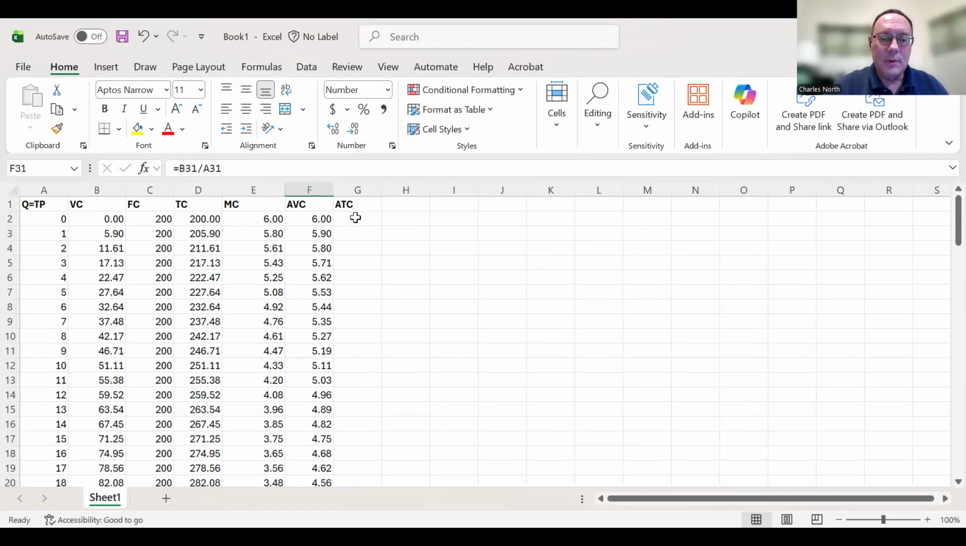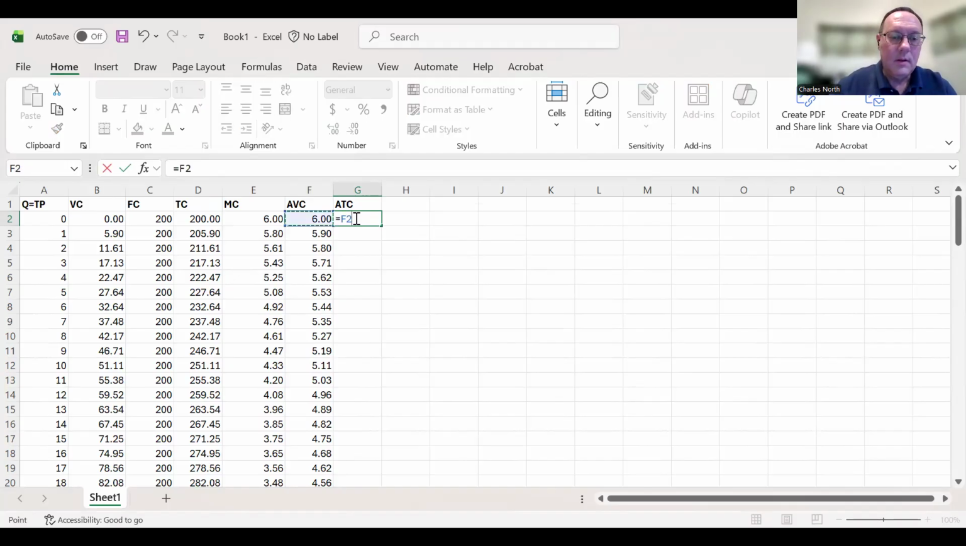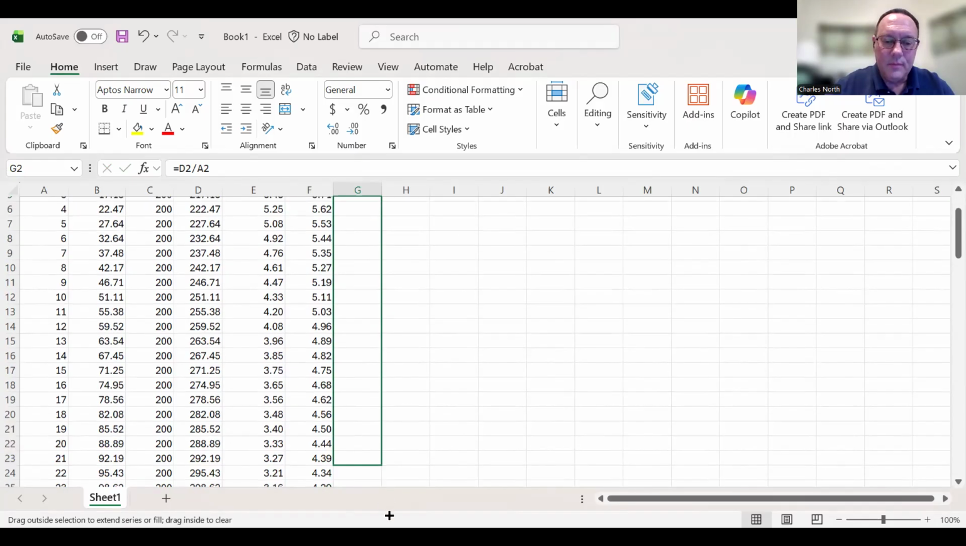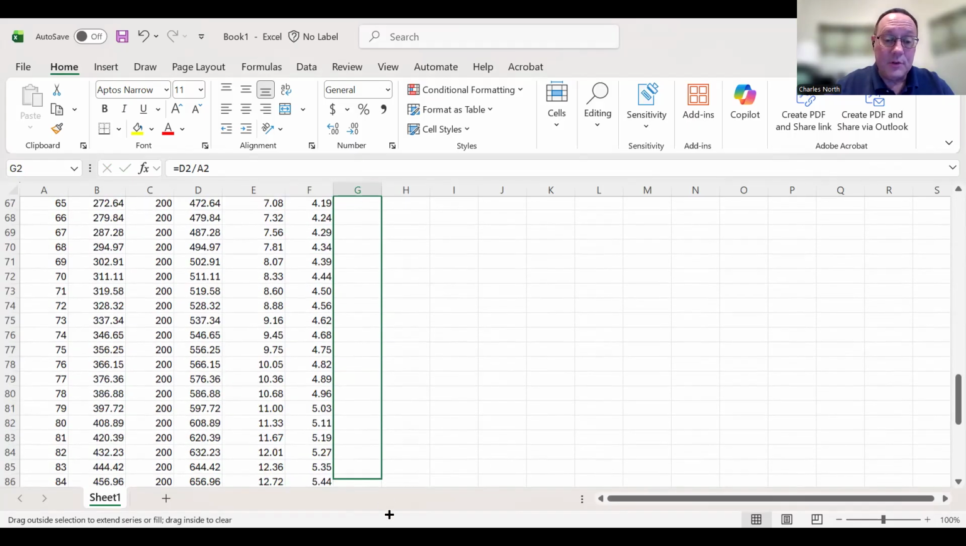With average total cost, we can do the same thing again, which is going to be take the total cost, which is on D2. I'm going to divide that by the quantity. It's going to give me an error term because I'm dividing by 0. Copy the rest of it all the way down. That's going to give me average total cost.